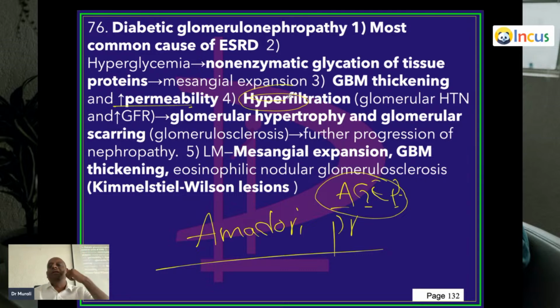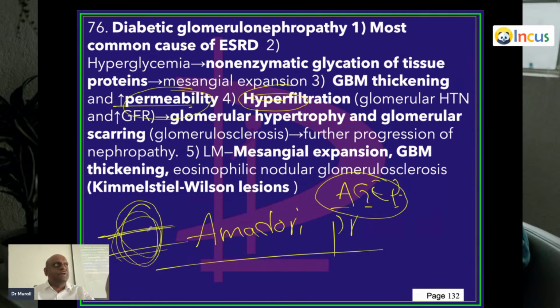GFR initially will increase. Why? Because with this GBM thickening, these Amadori products will damage the blood vessels, making them stiff. That will make afferent arteriolar pressure increase, and that will squeeze the glomerular filtrate, increasing the GFR initially. That's called the phase of hyperfiltration. There is glomerular hypertrophy, glomerular scarring, that progresses into nephropathy ultimately.